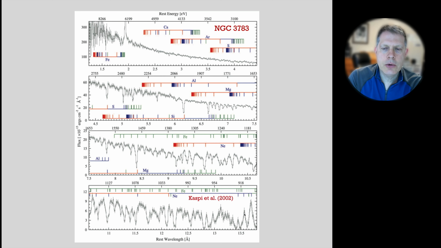And when you spread this out, you can see all of these absorption lines coming from that ionized absorbing material. Labeled are the various transitions from neon, magnesium, aluminum, sulfur, argon, calcium, and so on. So you can see on silicon, you can see large numbers of transitions matching up with where the observed lines are. There's also a huge forest of iron absorption lines superimposed on much of the spectrum as well.